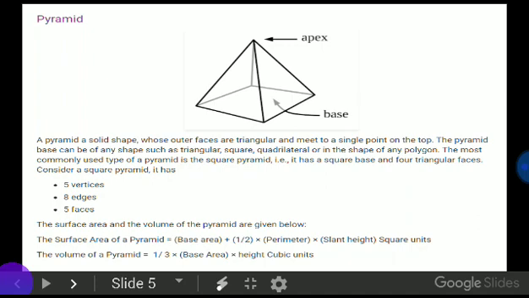So why do we use cubic units? Basically we are multiplying its 3 dimensions. That is why we get the unit in cubic units.